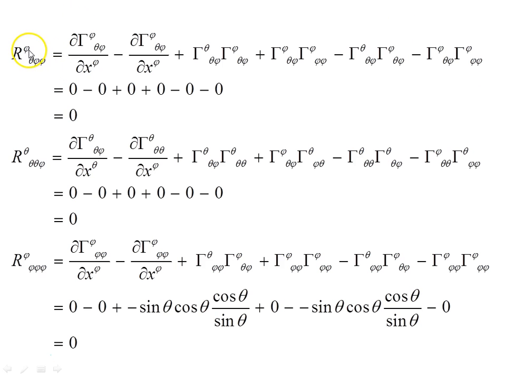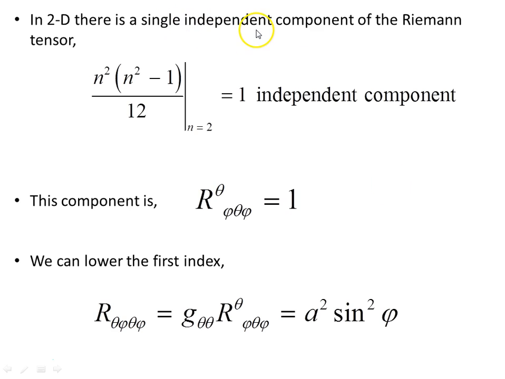Let's keep going. Phi, theta, phi gives us 0. Theta, theta, theta, phi, 0. All phis give us 0. So in 2D, there is a single independent component of the Riemann tensor, n equals 2. Substituting that, you find there's one independent component. We already found what that is, and that's this one here.